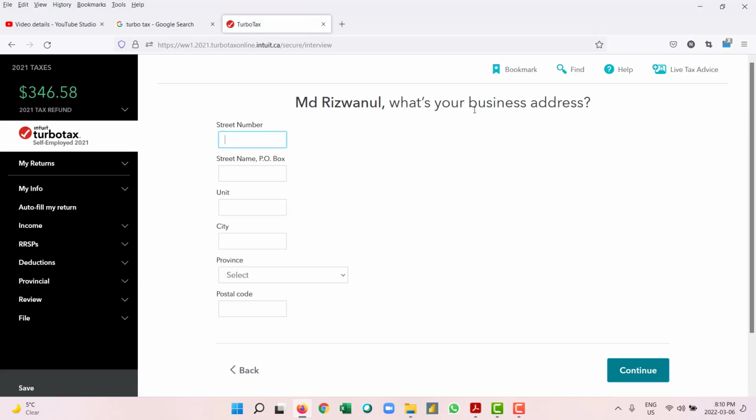And what's your business address? So the business address is actually my home address. Actually, the self-employed option is something just like that. You can work for a construction company as a contractor too. That means if you are not a labourer, you can also supply goods or other things, like raw materials. So that's why it is asking what your business address is.